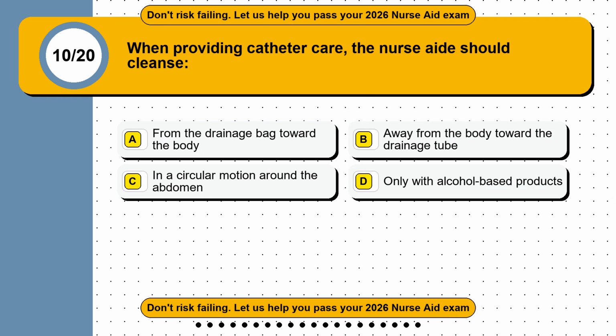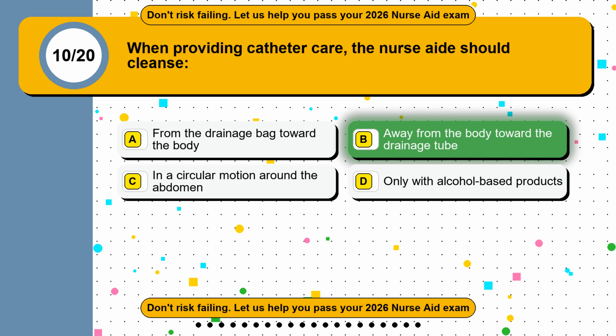Question 10. When providing catheter care, the nurse aide should cleanse: Option A, from the drainage bag toward the body. Option B, away from the body toward the drainage tube. Option C, in a circular motion around the abdomen. Option D, only with alcohol-based products. The correct answer is option B, away from the body toward the drainage tube.